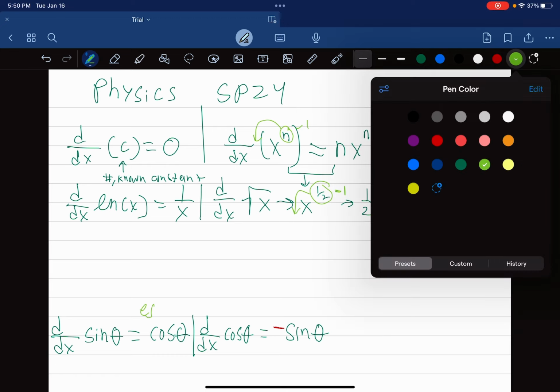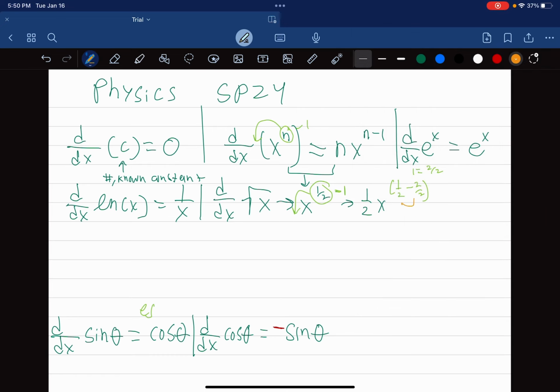Let's see if I can get a different color. It'll be negative 1 over 2. So that gives you 1 over 2 x to the negative 1 over 2. You can leave it like that, or you can take it one step further and recognize that that's going to be the square root of x underneath a fraction. Cool?